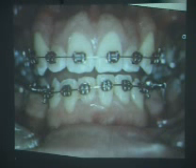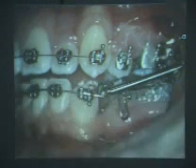I moved away, so I don't know the final result of this patient's treatment. But that's an excellent illustration of what happens when you take mandibular premolars out in a class 2 case.